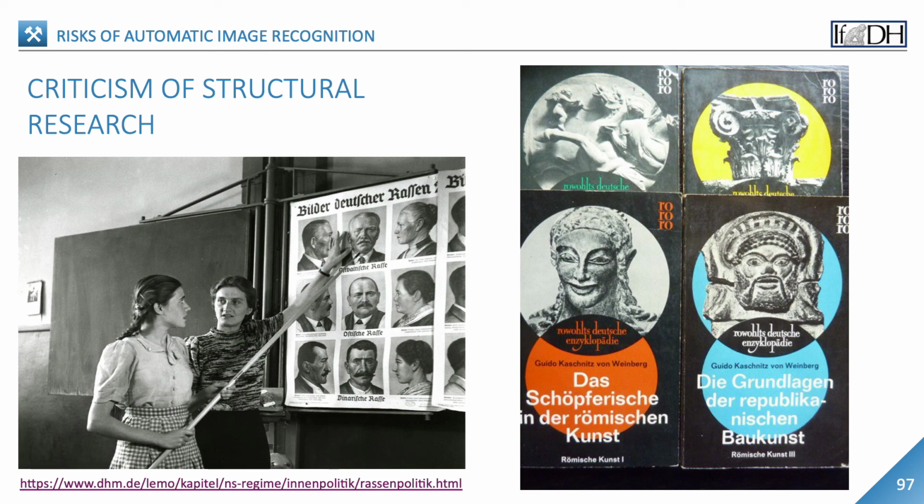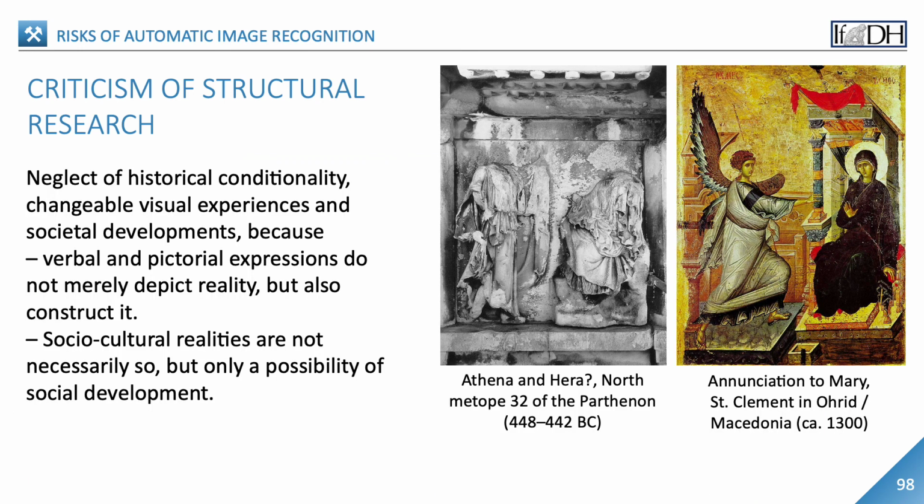Here I show the introductory work of Guido Kaschnitz von Weinberg, who in particular linked the formal similarities of pictorial works with ethnic groups. There's the typical Etruscan, the typical Roman, and of course all this was something that has been used in the terrible times in Germany to read discriminatory determinations from such features. Such generalizing determinations, however, only work by neglecting historical conditionality, changeable visual experiences, and social developments, because verbal and pictorial expressions not only depict reality, but also construct it.